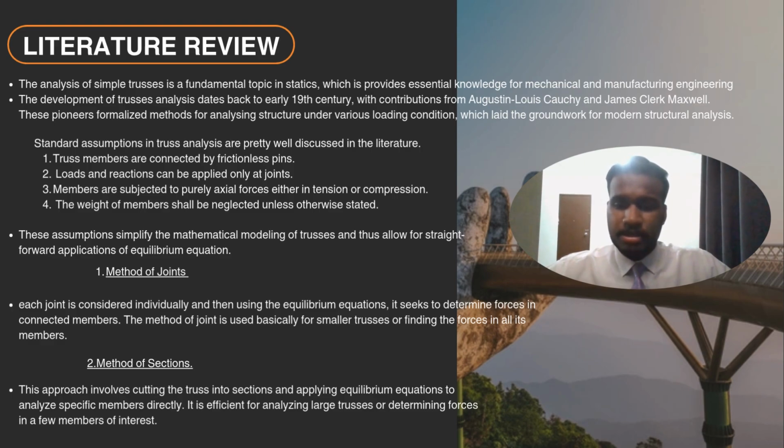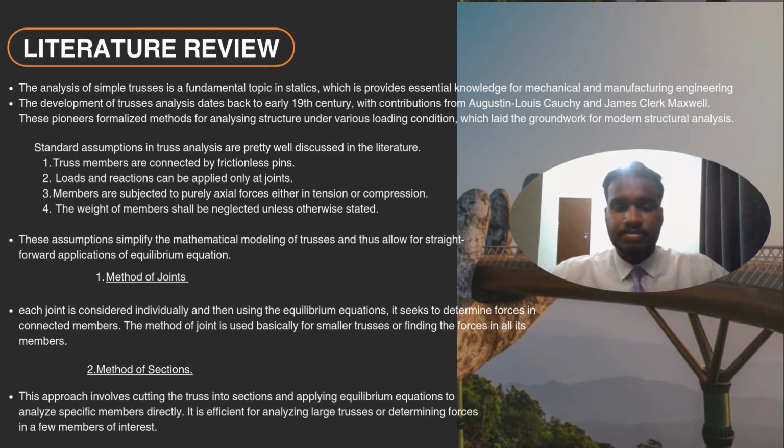There are two methods, which is method of joints. Each joint is considered individually and then using the equilibrium equations, it seeks to determine forces in connected members. The method of joints is used basically for smaller trusses or finding the forces in all its members. The second method is method of sections. This approach involves cutting the truss into sections and applying equilibrium equations to analyze specific members directly. It is efficient for analyzing large trusses or determining forces in a few members of interest.